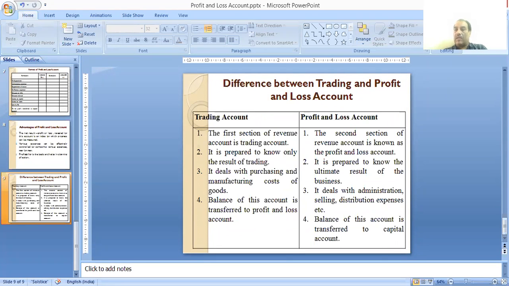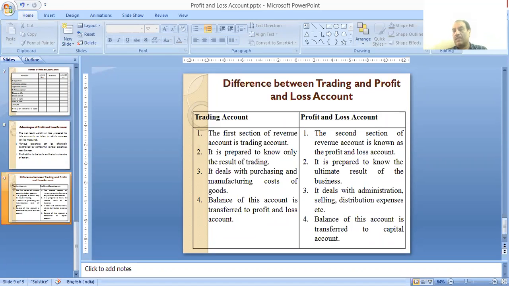Whereas the profit and loss account is prepared to know the ultimate result of the business. So apart from trading, the business also makes certain expenses, which we have already discussed, and then earns income from other sources like interest. So in profit and loss account, those items are included, whereas in trading account, only the items which are traded are included.